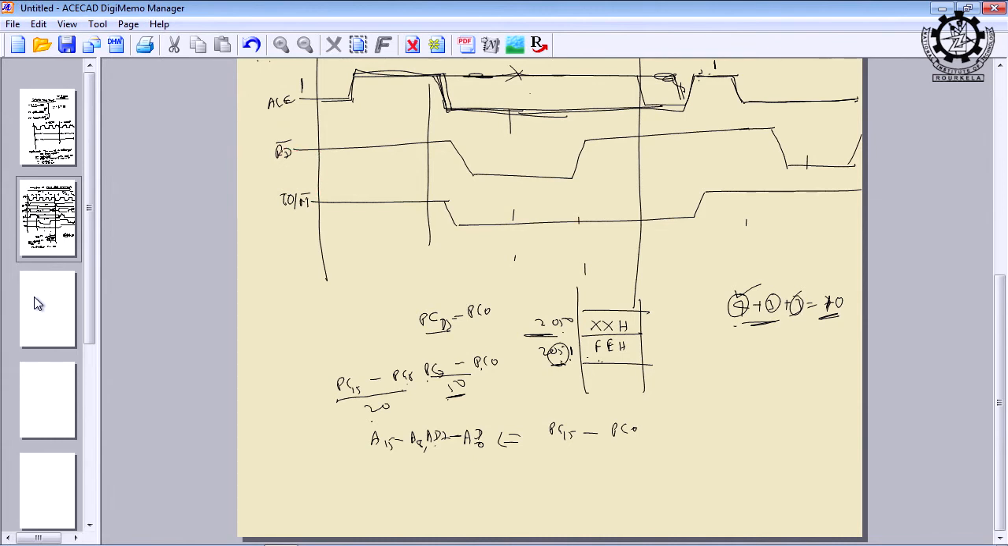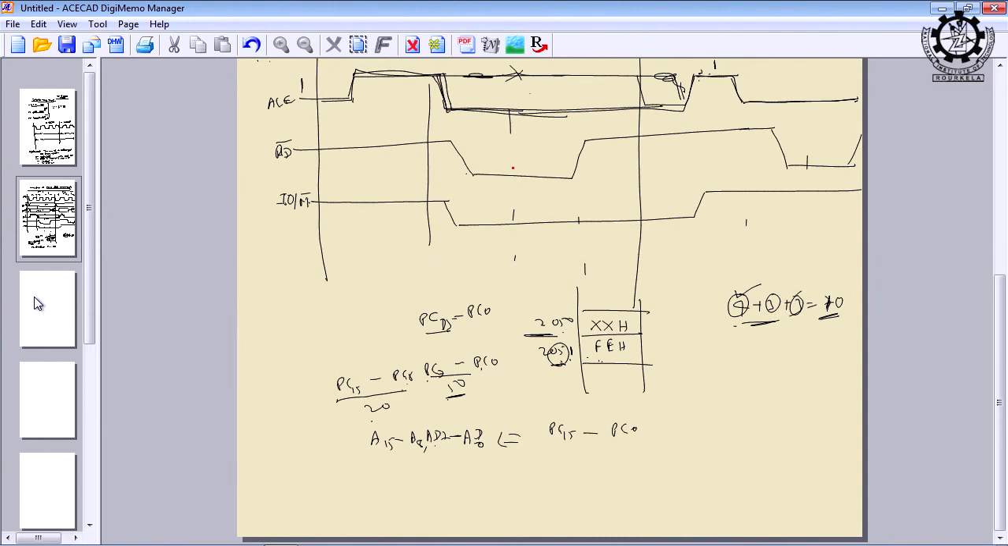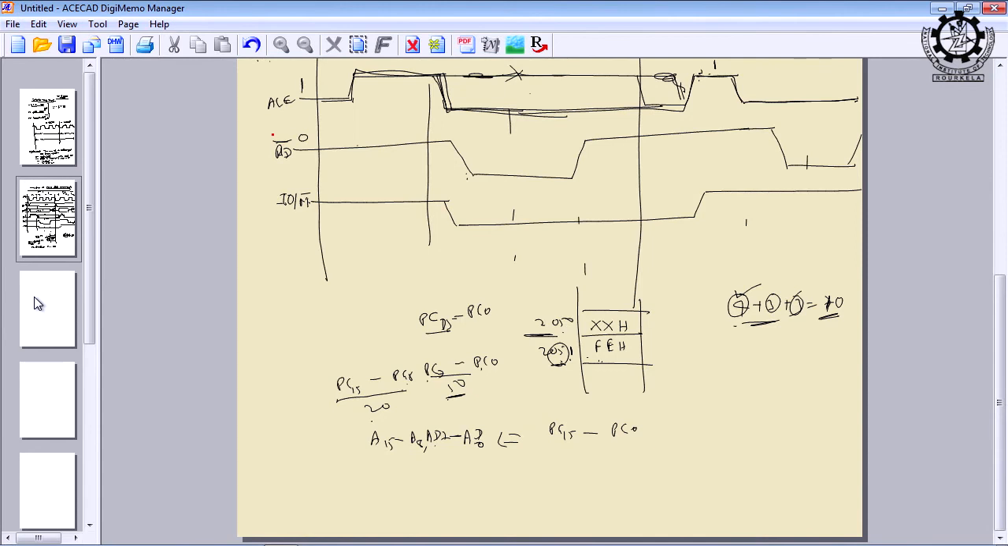Then the remaining 2 signals are there. One is the read bar signal, another is the IO/M bar signal. Read bar signal, why is it low? Initially it is high, and whenever the memory read operation is to be carried out, the read signal should go low. You can see it goes low just after the second clock period, indicating that a memory read operation is to be carried out. So it is a control signal. Whenever it is high it has no meaning, and whenever it is 0 it is active.